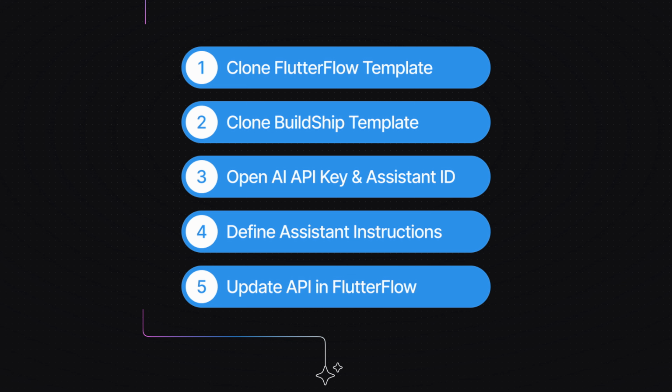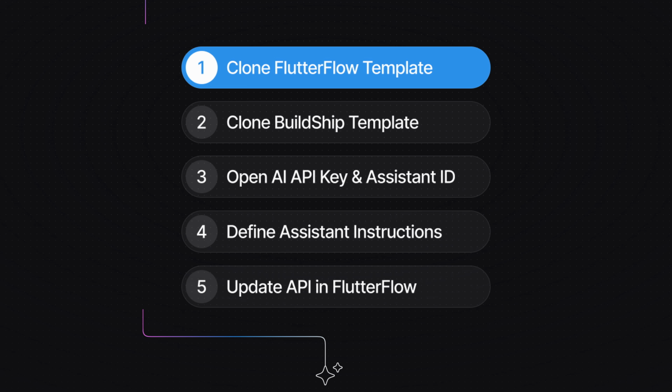Our pre-built templates in the description below will get you up and running immediately. With these, you just need to add your own API keys into BuildShip and replace the API endpoint in FlutterFlow. But if you're interested in how to implement a streaming API from scratch, I'll take you through that now.